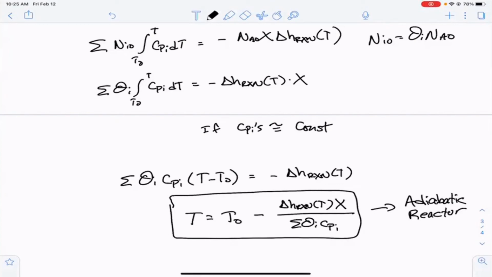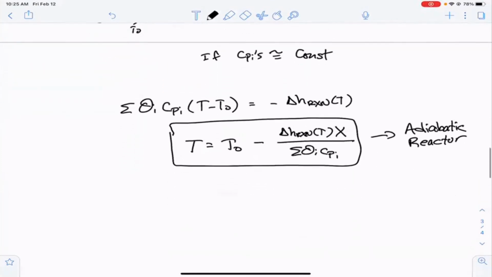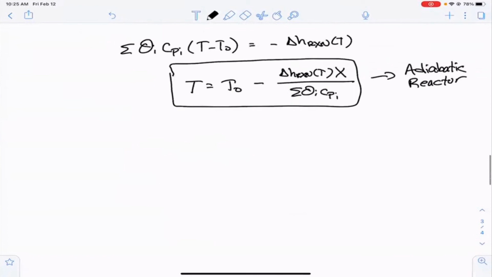The only complicating factor is if our reactors are not adiabatic. And we've solved that case already for the CSTR and used it earlier in this lecture for the PFR. So now let's do this for the batch reactor as well.